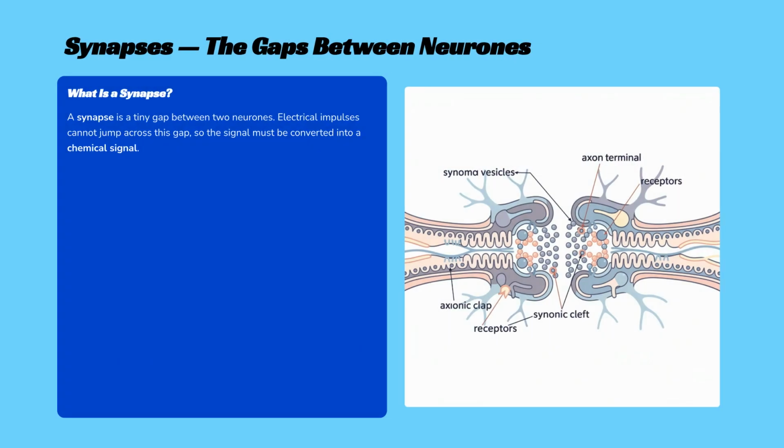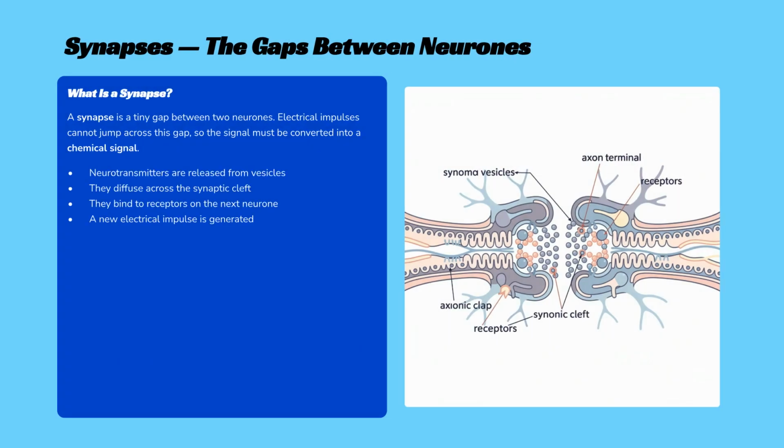A synapse is the tiny gap between two neurons. Since electrical impulses can't jump this gap, they are converted to chemical signals using neurotransmitters, which then trigger a new impulse in the next neuron.